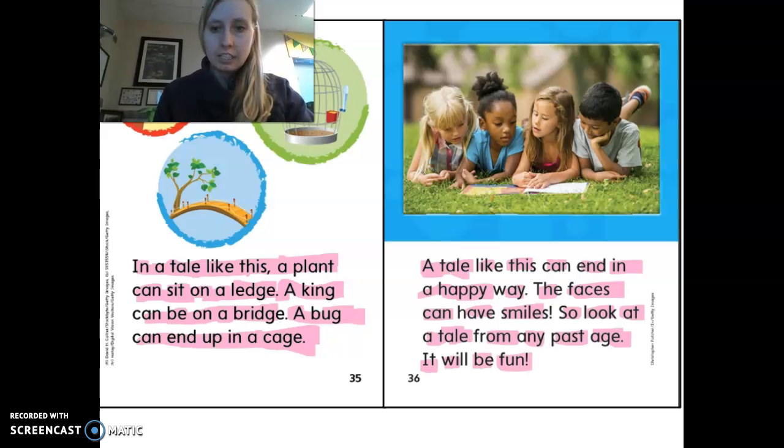Together, a tale like this can end in a happy way. The faces can have smiles. So look at a tale from any past age. It will be fun.